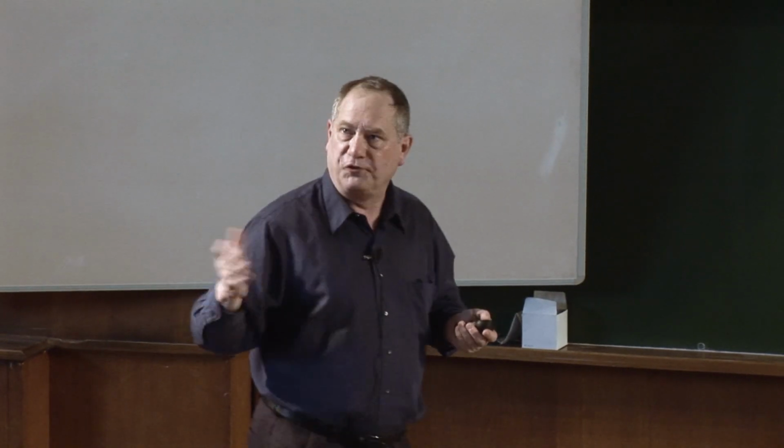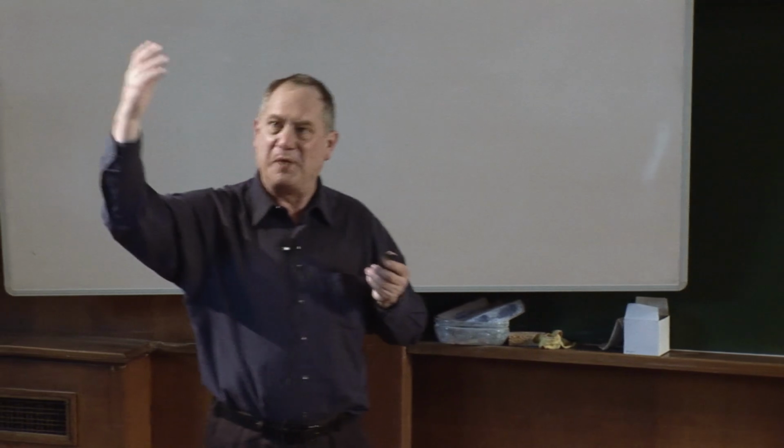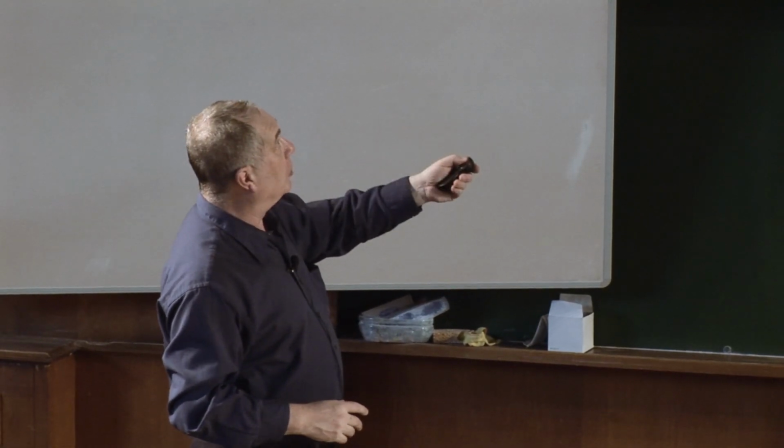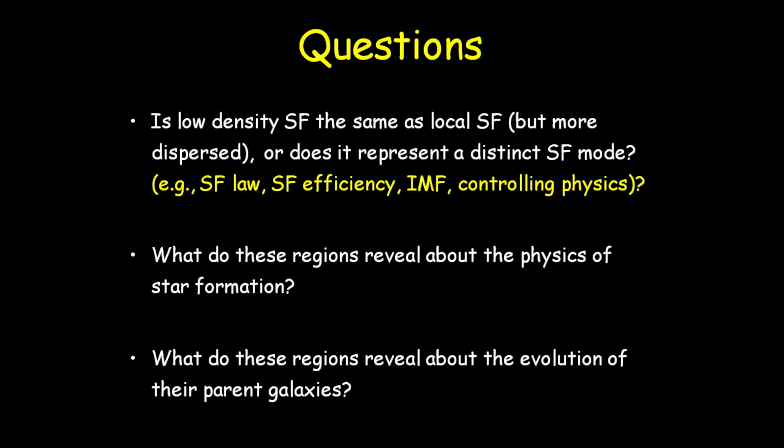And this, of course, those of you who work on starburst galaxies know they ask the same question there in the opposite sense. In particular, for example, does this change the initial mass function? Does the efficiency change in a dramatic way? Does the Schmidt Law break down?